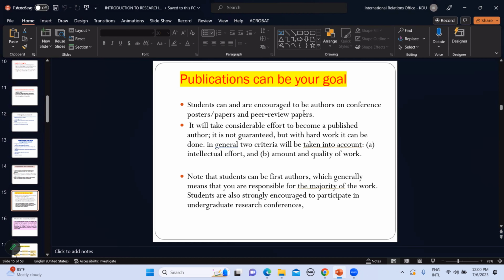Then, if you are publishing in actual international journals, we have Q1, Q2, Q3, something like that. It is competitive. It will take considerable effort to become a published author. It is hard work to publish your article in an international journal. Sometimes the student can be the second author, with your supervisor as first author. If you have done the majority of the work, you can become the first author. You understand?